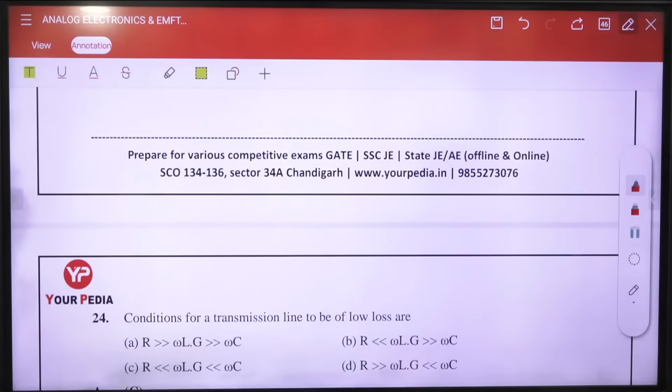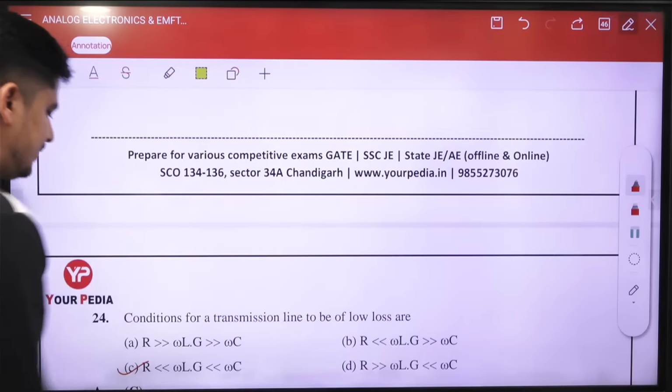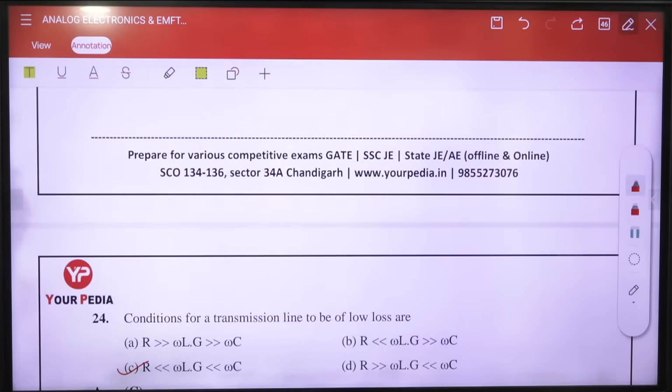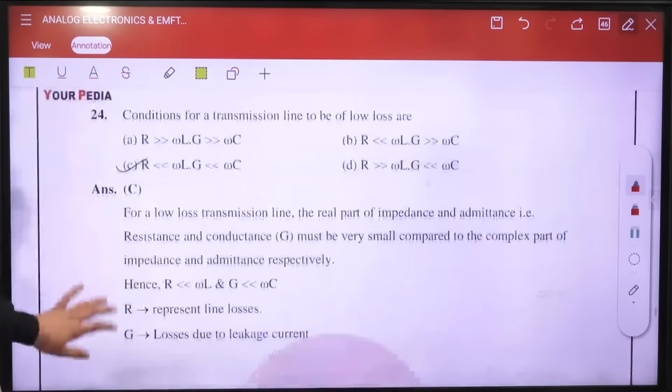The condition for transmission line to be lossless. So in lossless transmission line, the resistance should be very low and conductance should be very low, negligible. So what should be the answer? The answer will be C. Very good. R should be very less than omega L, and G should be less than omega C.